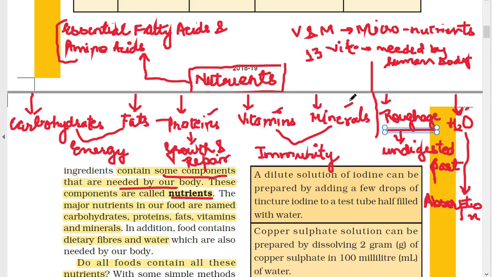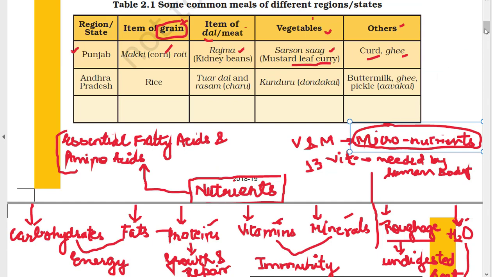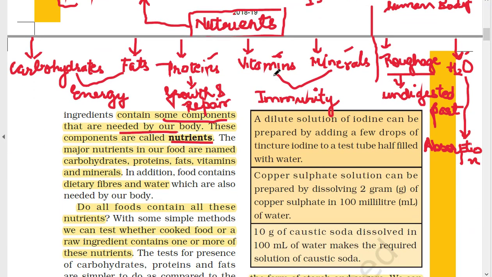Apart from that, vitamins and minerals are known as the micronutrients. Why are they known as the micronutrients? Because they are required by our body in small amounts, okay? And they help in increasing the immunity of our body. That means they help us in fighting the diseases. So these are vitamins and minerals. And apart from these nutrients, we also need roughage. Roughage is the undigested part of the food. And apart from that, we need water, and water is used for the absorption of these vitamins and minerals. So water is used for the absorption purposes.